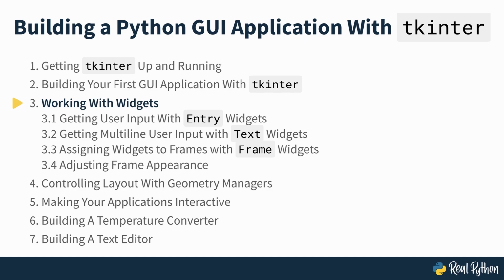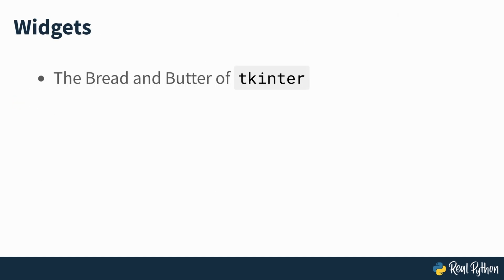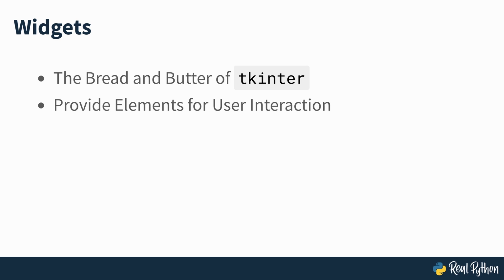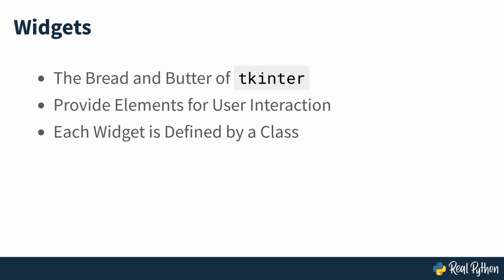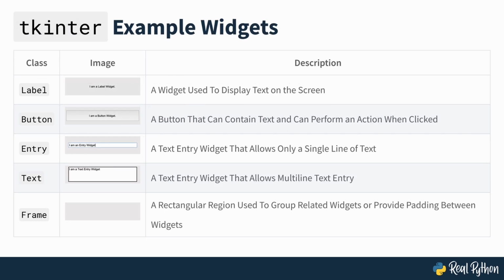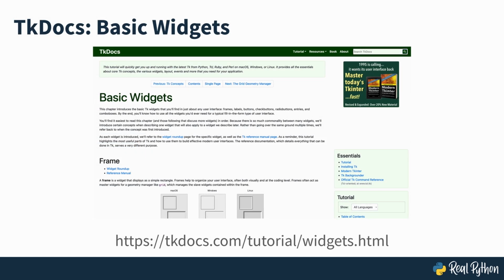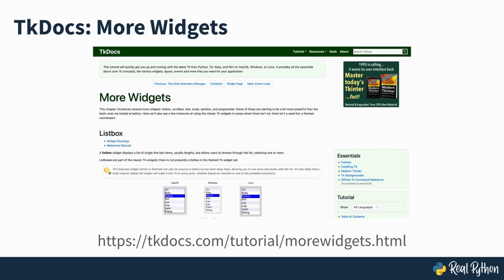Working with widgets. Widgets are the bread and butter of Tkinter. They're the elements through which users interact with your program. Each widget in Tkinter is defined by a class, and on screen you can see some of the widgets available. You'll see how to work with each of these in the following sections of the course, but keep in mind that Tkinter has many more widgets than those listed on screen. For a full list of Tkinter widgets, you can check out Basic Widgets and More Widgets in the TkDocs tutorial. Even though it describes themed widgets introduced in Tcl/Tk 8.5, most of the information there should also apply to the classic widgets.